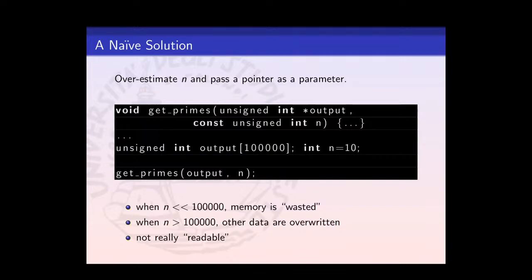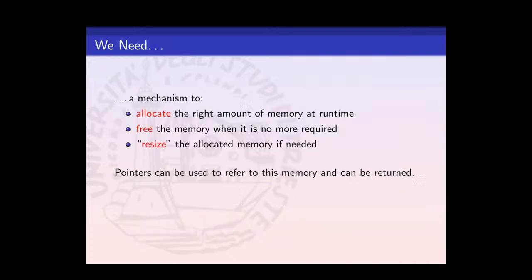And moreover, I'm not able to understand what's going on. If you read the code for the first time, you may miss the meaning of the first parameter. So it's not clear what's going on here. So how can we solve the problem?